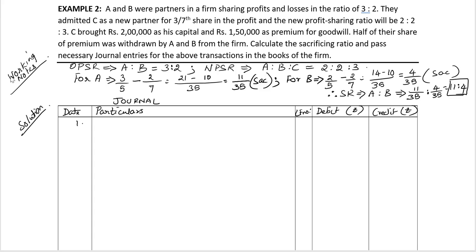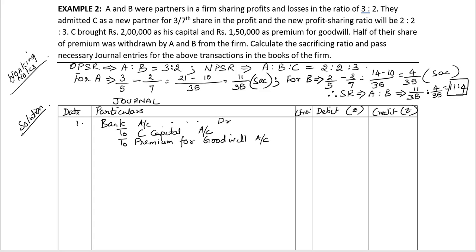The first journal entry for C, bringing in capital and premium for goodwill. Bank account debit to C capital account, to premium for goodwill account.